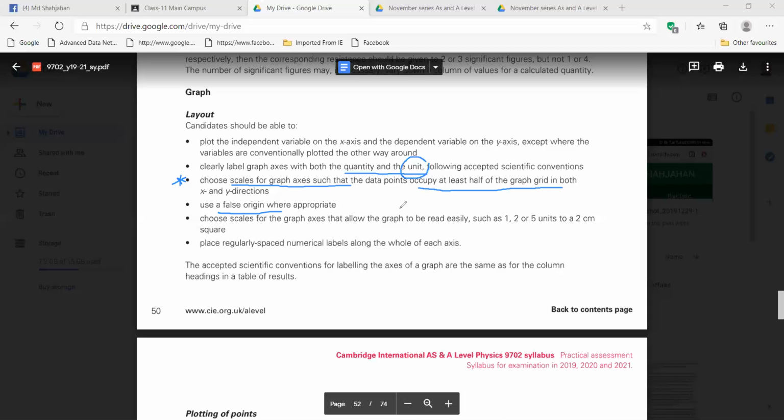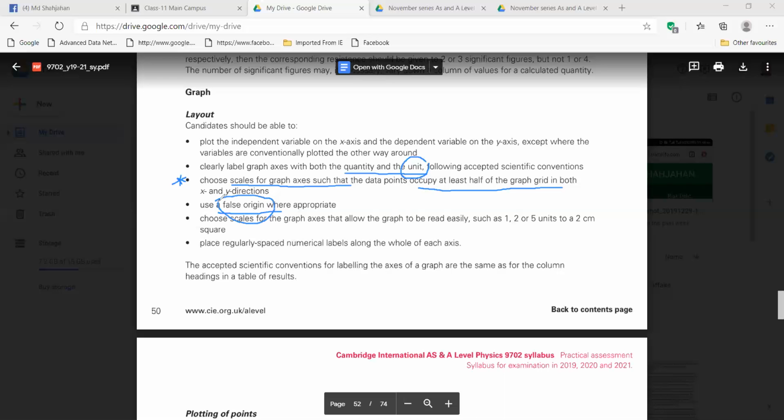It's not covering more than half of the grid, isn't it? Yes. Sometimes your reading is starting from 50, sometimes from 70. If you are taking from 0, that might happen that your graph becomes very small when you are plotting the points. For that reason, we need this false origin.